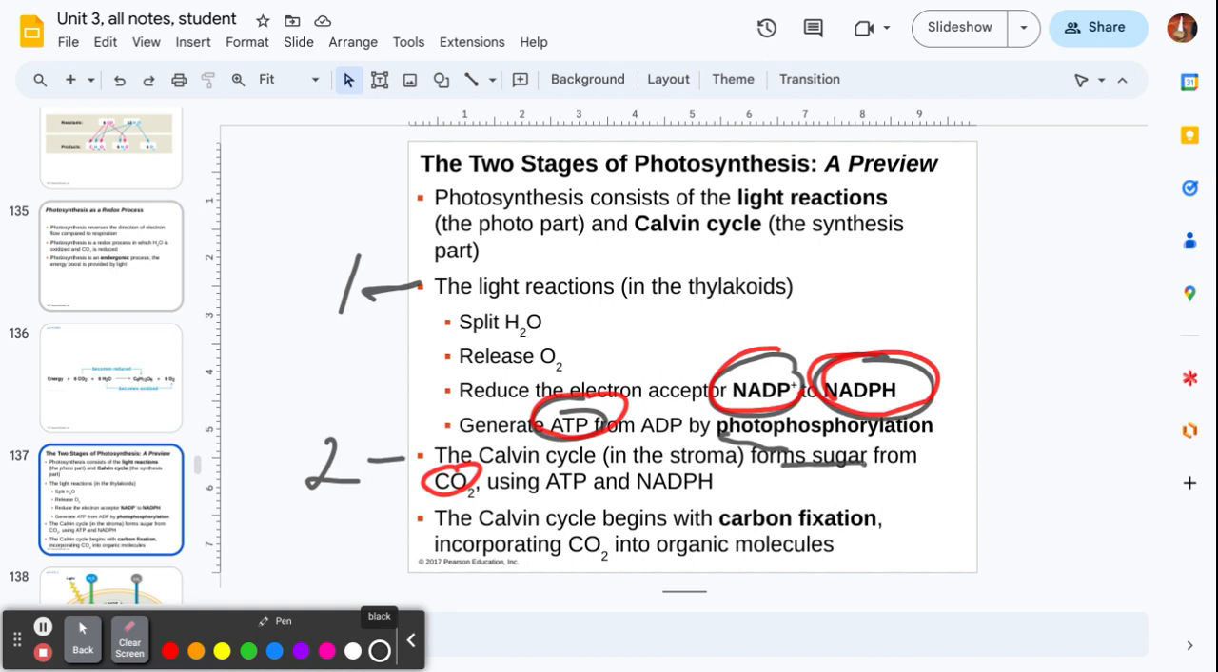Calvin cycle begins with what's called carbon fixation. That's a fancy way of saying turning a gas form of carbon into a solid form of carbon. We're fixing it into something that's tangible, that's touchable, that's usable. Carbon dioxide is not usable as a gas. It has to be turned into something solid, and that's carbon fixation.